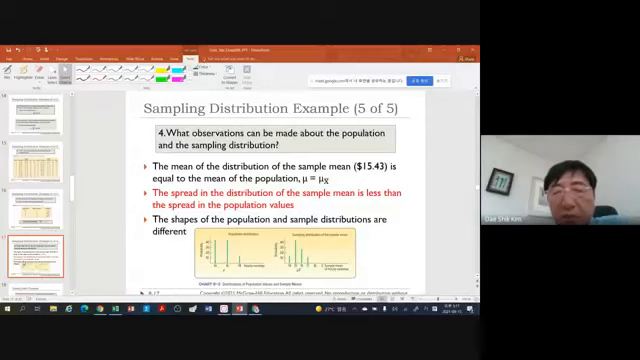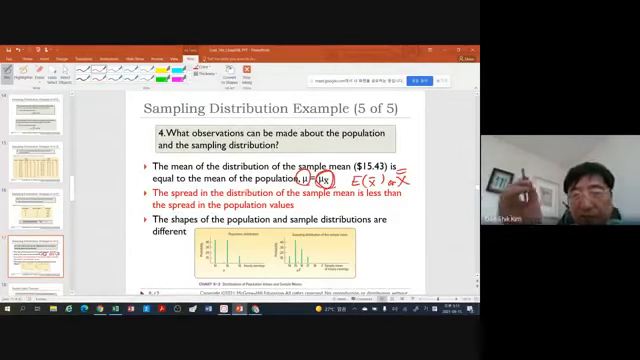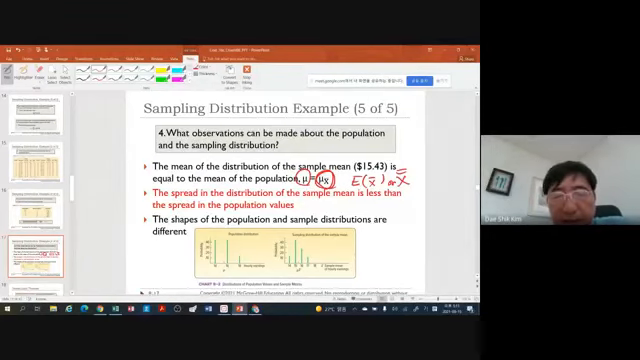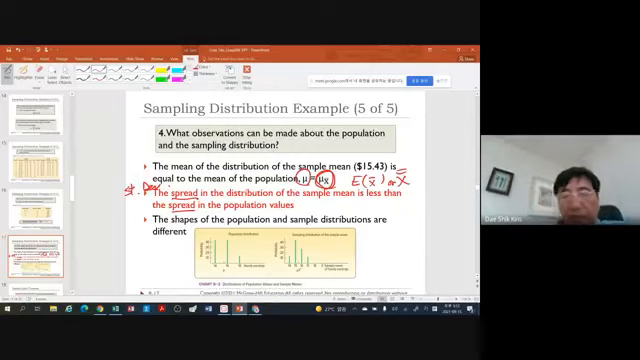What observation can be made about the population and sampling distribution? This is mu. Here, mu is the population mean. This is the sample mean, x bar average. But because mu is a little bit complicated, I like x double bar. Our textbook uses this notation. Okay. The spread in the distribution of sample mean is less; the spread means standard deviation. The standard deviation of sample mean is less than the standard deviation of the population.